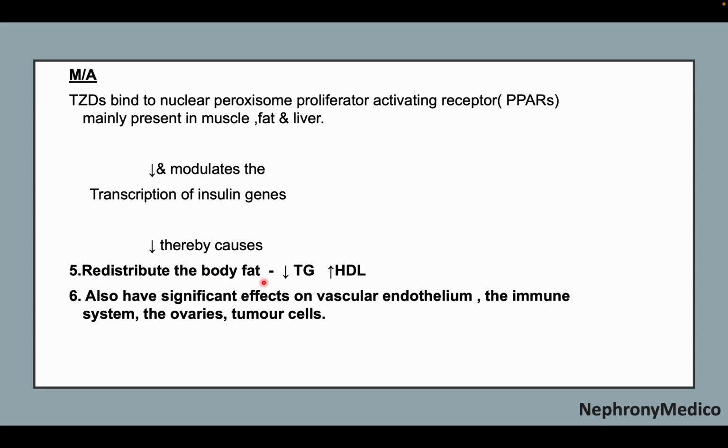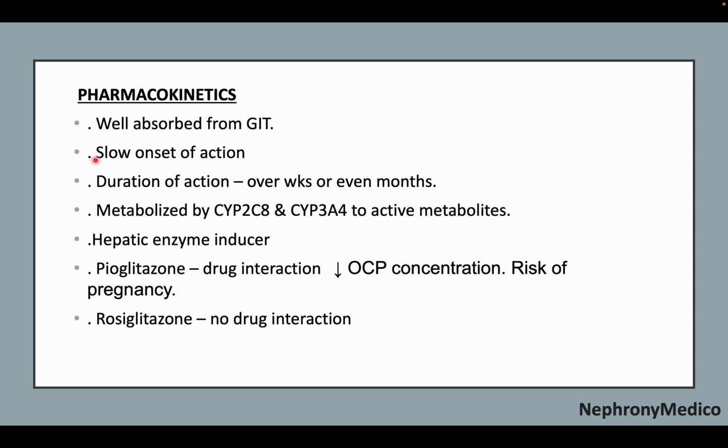They redistribute body fat, leading to reduced triglyceride and increased HDL. They also have significant effects on the vascular endothelium, the immune system, and the ovaries and tumor cells. Pharmacokinetics includes slow onset of action, and the duration of action is over weeks or even months. Drug interaction may be seen with pioglitazone, with no drug interaction with rosiglitazone.